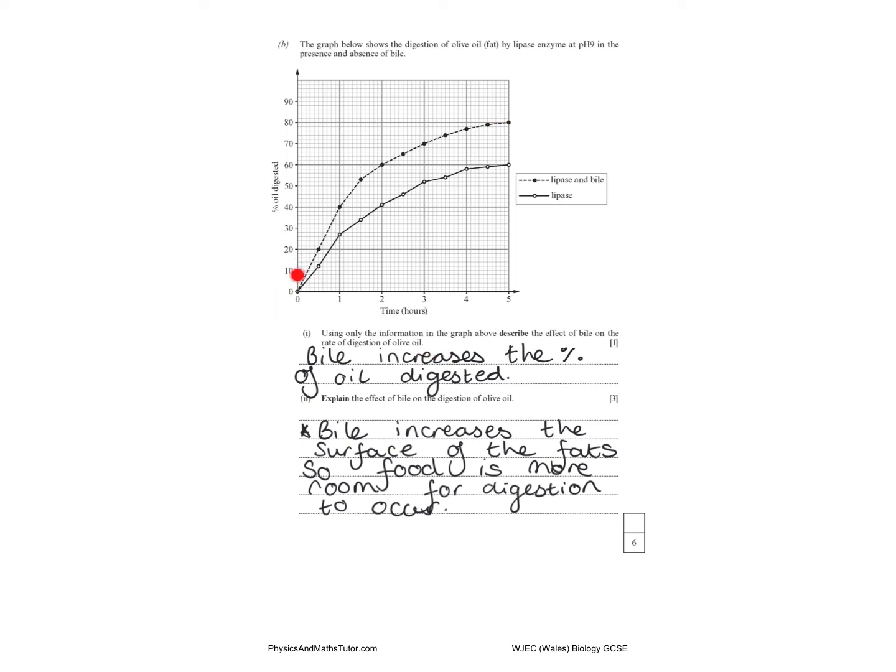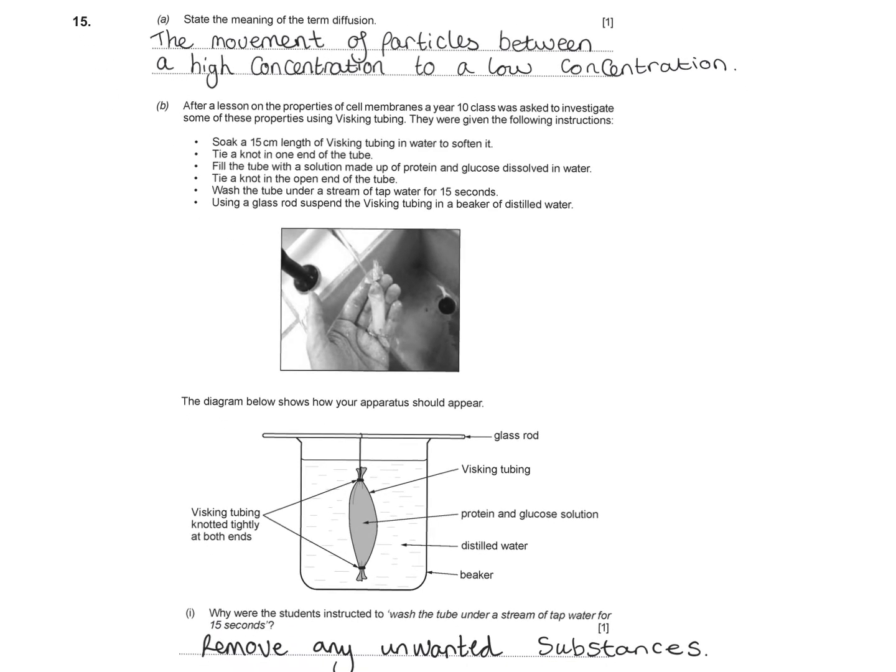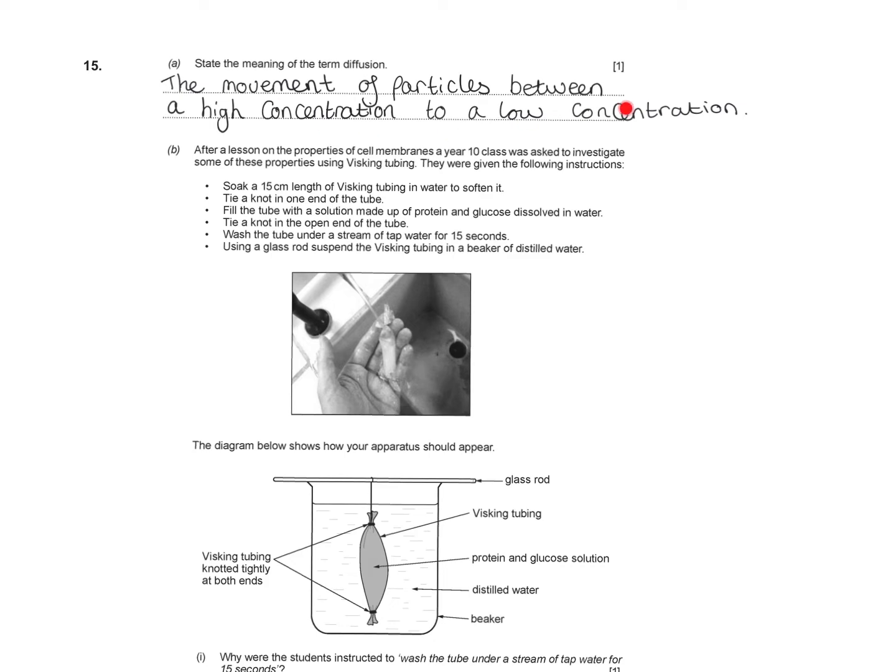The use of bile increases the percentage of oil digested. Bile increases the surface area of the fats, so there is more room for digestion to occur. It is an emulsifier. Again, what is diffusion? Movement of particles from a high concentration to a low concentration.